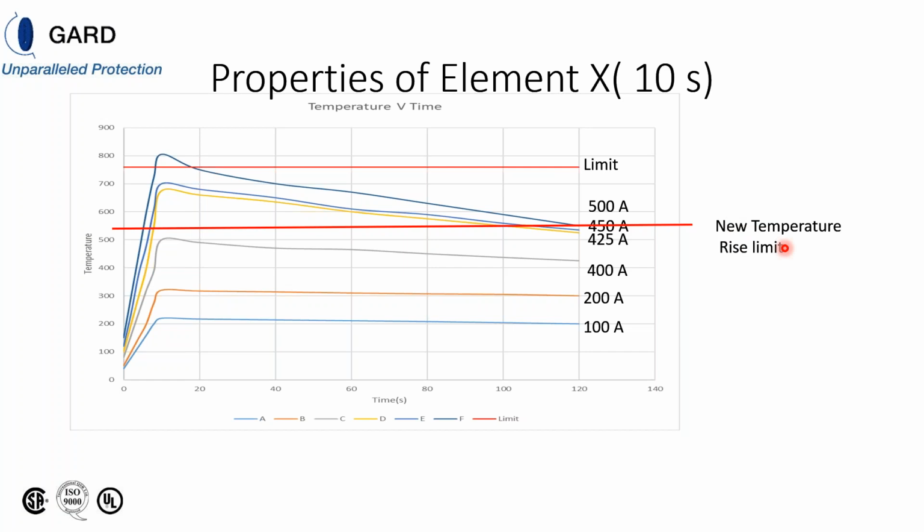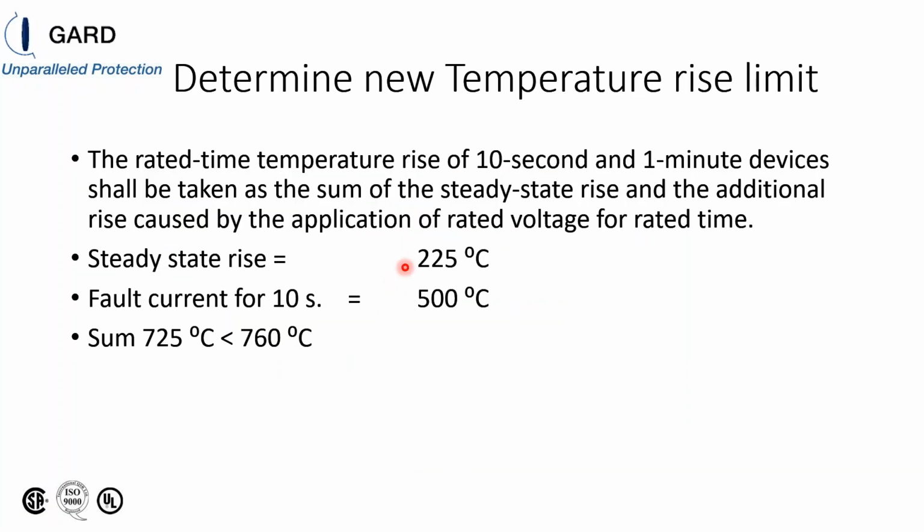And we can see that if you pass 100 amps of current through this element, we're going to get a temperature rise of 225, 200 amps. What's important here is the 400 amps. The 400 amps is going to have a temperature rise of about 500 degrees C. So the temperature rise due to the steady state current of 20 amps is 225 degrees C, and the full current after 10 seconds is an additional 500 degrees C.